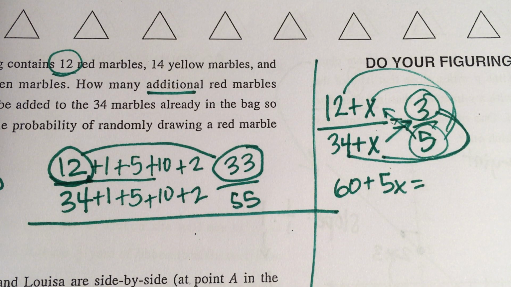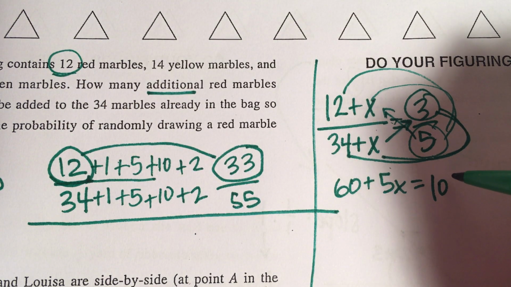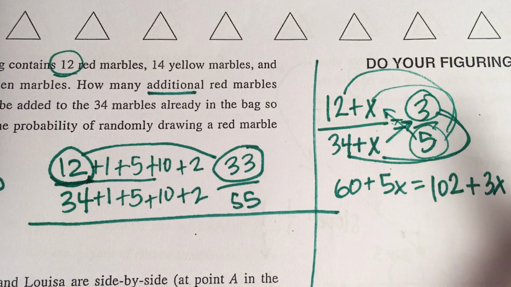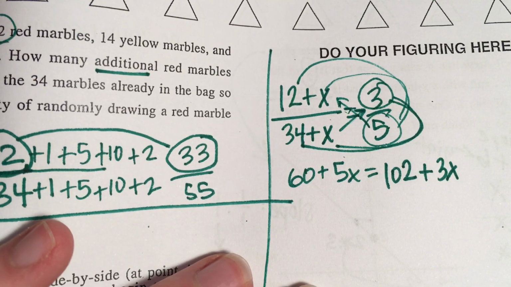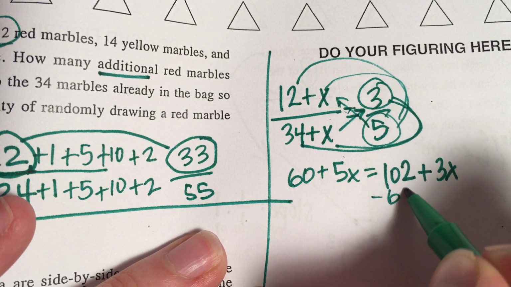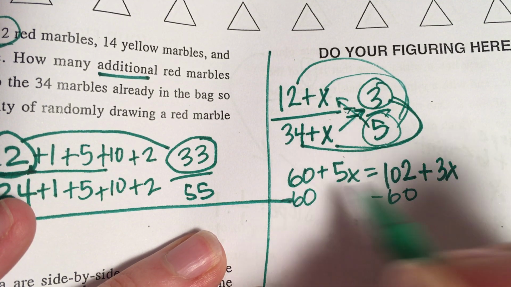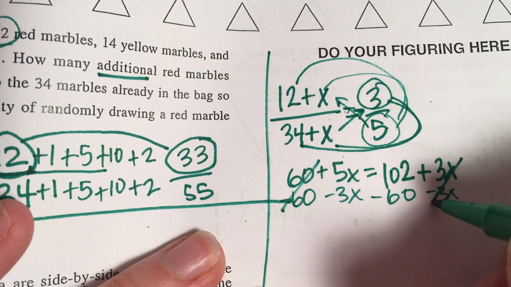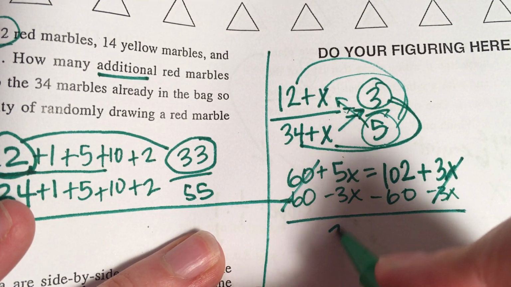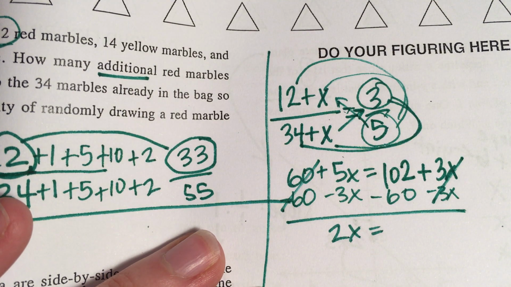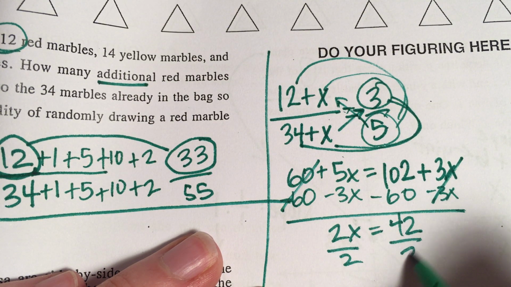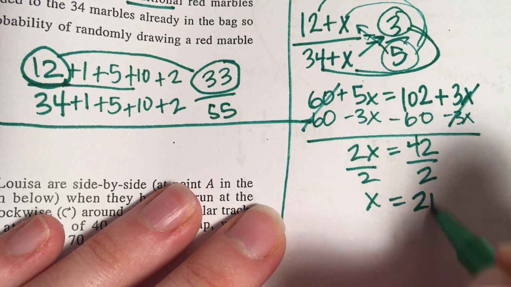3 times 34 is 102, plus 3x, which is 3 times x as well. So then I would subtract 60 on both sides, subtract 3x on both sides. It's going to cancel these and this. Leaves me with 2x equals 42. Dividing by 2 on both sides gives me x equals 21.